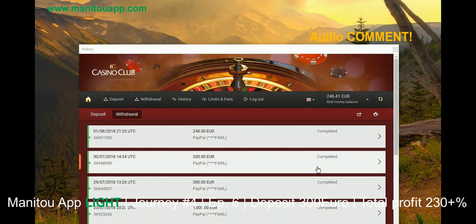But I wanted to start by showing you how my withdrawal history looks. If you see, from only the 23rd of July I made 4 withdrawals, no deposit lost, and it is something that shows how profitable playing online roulette can be with a long-term strategy and also with the best apps like Manitou App or Manitou App LIGHT, or actually any app from my portfolio. So this was a short overview of the withdrawal history, and let's now go back to the live session.